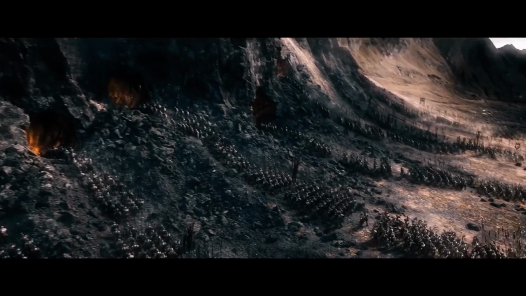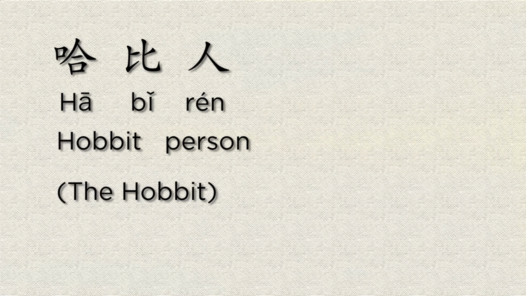One is transliterating the name according to pronunciation. An example of this would be The Hobbit, which in Chinese is called Ha Bi Ren, with Ha Bi being a transliteration of Hobbit and Ren meaning person. Then another way is that Chinese people thought up a Chinese name that sounds cool, that's usually something to do with the movie, but different from the English title.